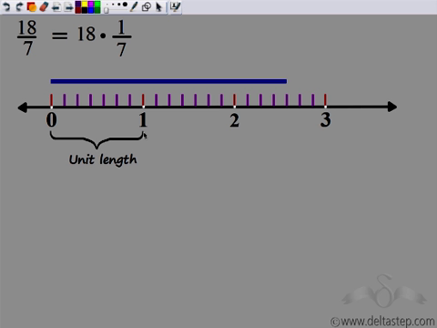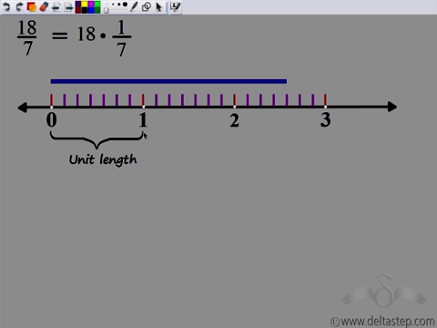And what does the numerator tell me? The numerator tells me the number of such parts. So numerator here is 18. So 18 such parts. So this blue line actually indicates 18 of such parts. 18 such parts gives me 18 by 7. So this blue line is actually the length of this number, which is 18 by 7.